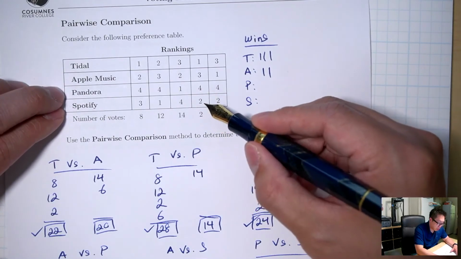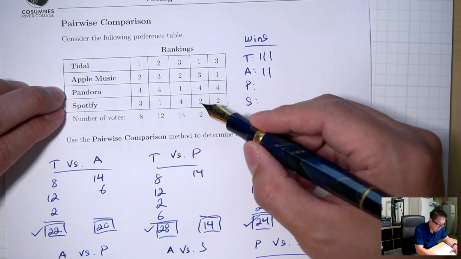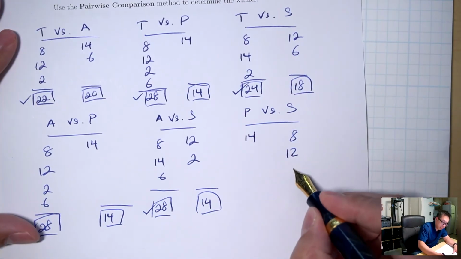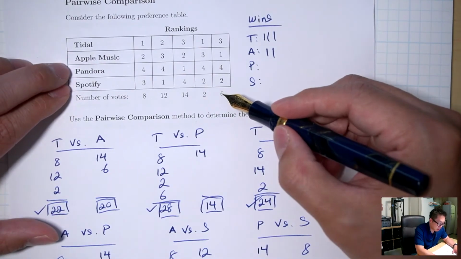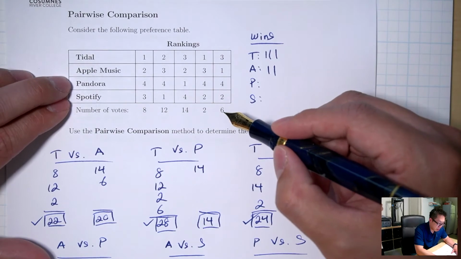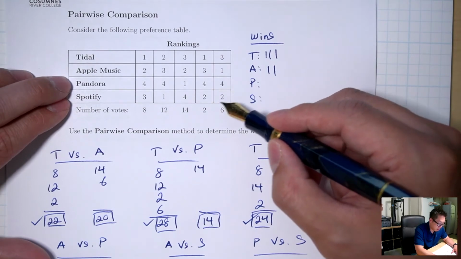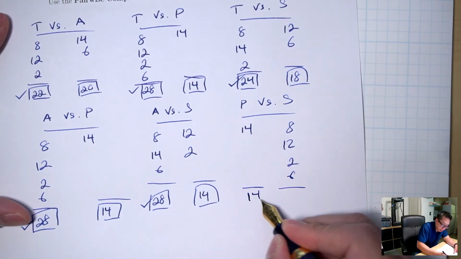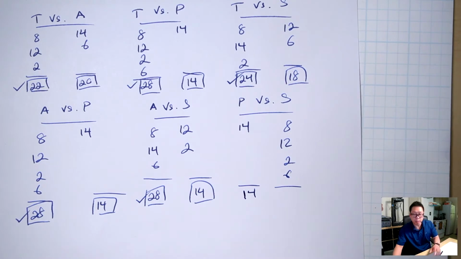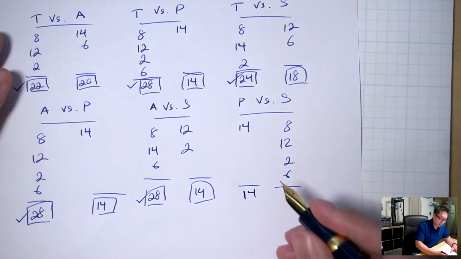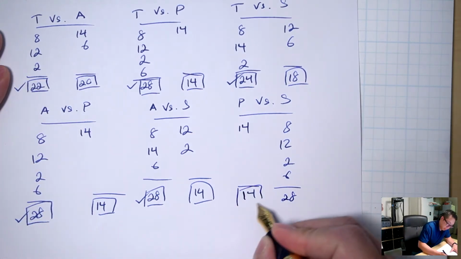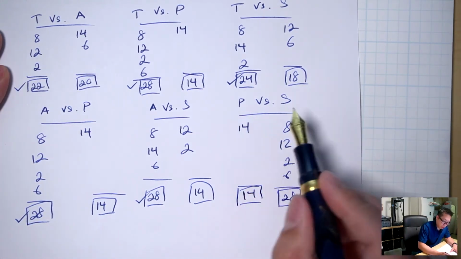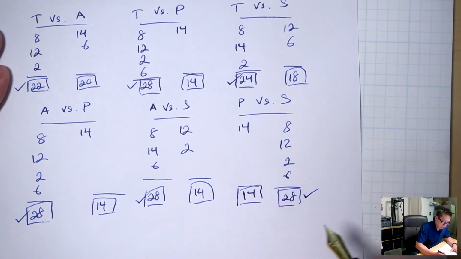2, this is 4 versus 2. These 2 will go for the lower rank, which is 2, Spotify. And then finally 6, 4 versus 2. These 6 will go for the Spotify at 2. So that's 6 for Spotify. Okay, 14 for Pandora. 8 plus 12 plus 2 plus 6 is 28. So Pandora versus Spotify. Spotify gets the win.